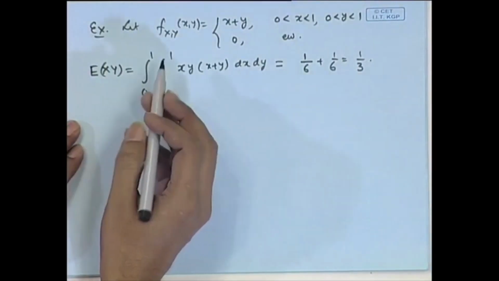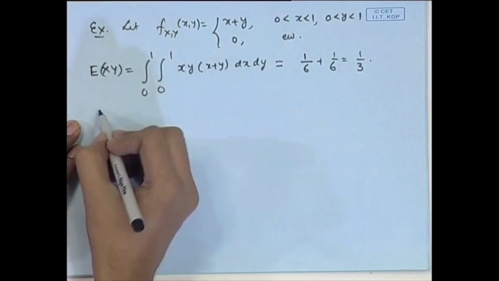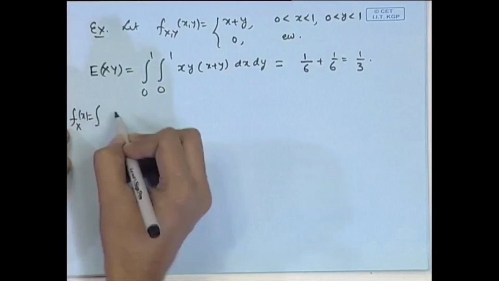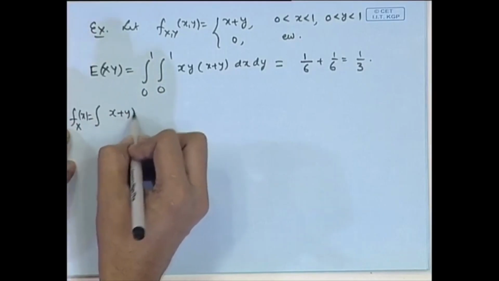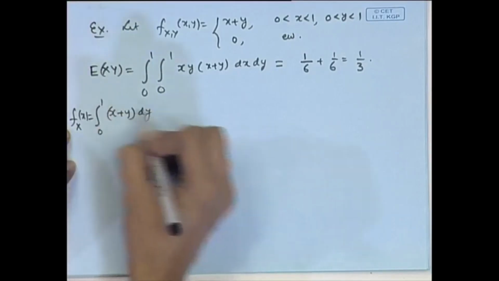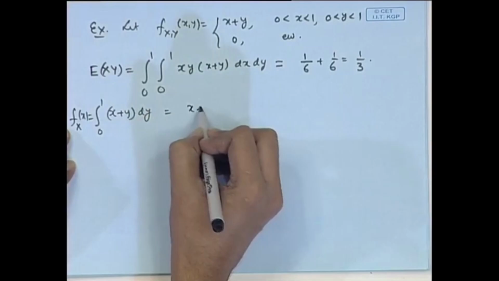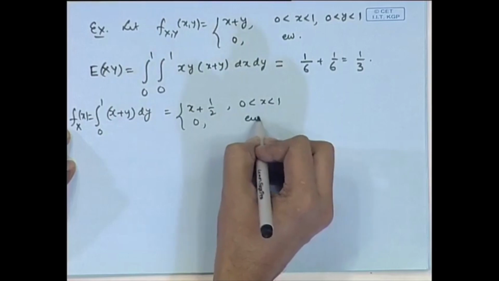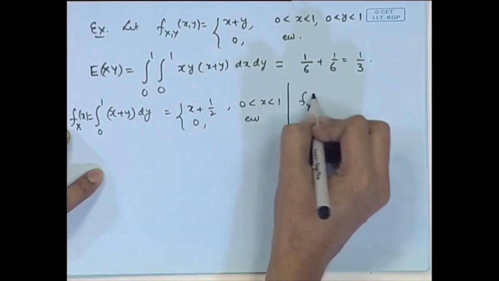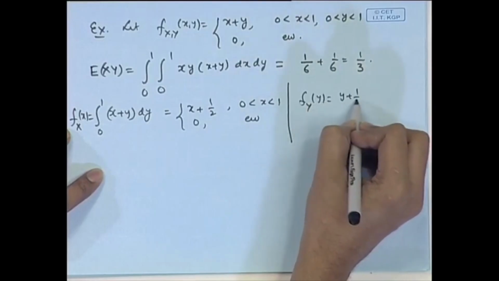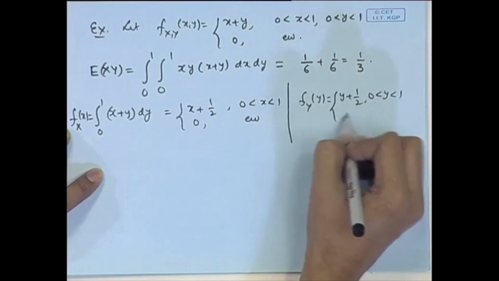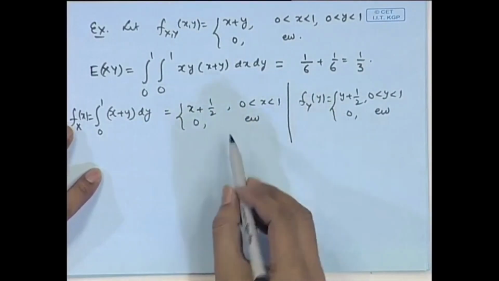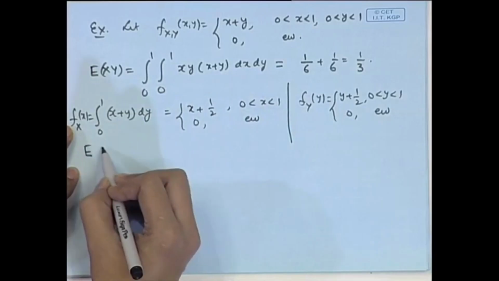In order to calculate the moments of x and y separately, we can make use of the marginal distributions. So, you can see here that this will be equal to x plus half for 0 less than x less than 1, and similarly the marginal distribution of y will become y plus half for 0 less than y less than 1 and 0 elsewhere. The distributions of x and y are same. So, it is enough if we calculate the moments for one of them.